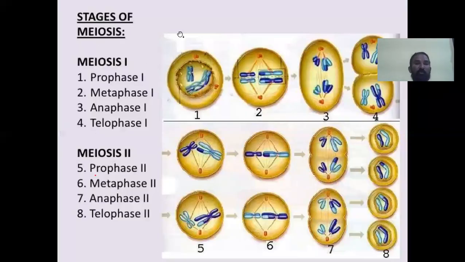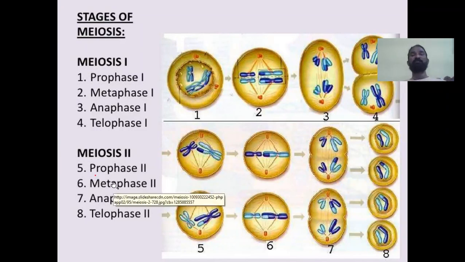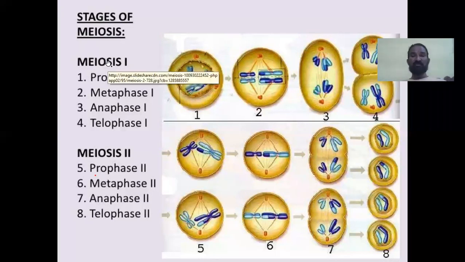Now see the overall view of the meiosis stages. The meiosis stage is mainly divided into meiosis 1 and meiosis 2. Meiosis 2 is completely similar to the mitosis process that we just discussed, whereas meiosis 1 completely differs from mitosis. Meiosis 1 includes four steps: prophase 1, metaphase 1, anaphase 1, telophase 1. Meiosis 2 is also divided into prophase 2, metaphase 2, anaphase 2, telophase 2.